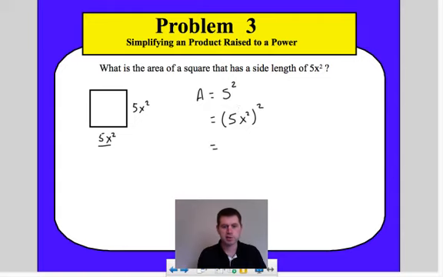So now I have to remember again, it's 5 to the first, so 5 to the first squared gives me 5 squared, 2 times 1. And then the x squared squared is 2 times 2, which gives me 4. Do simplify the 5. 5 squared is 25, and you get x to the 4th. Okay, and that would be our simplified form.